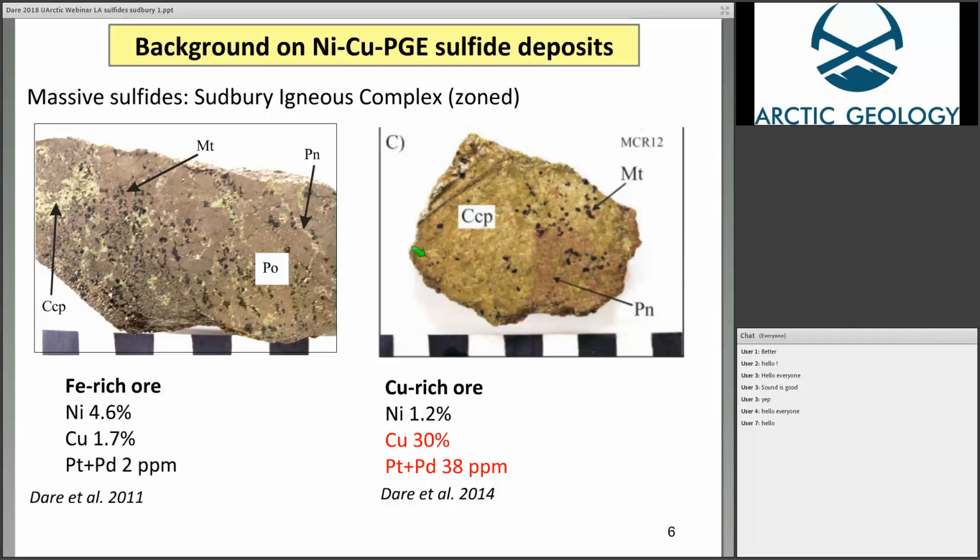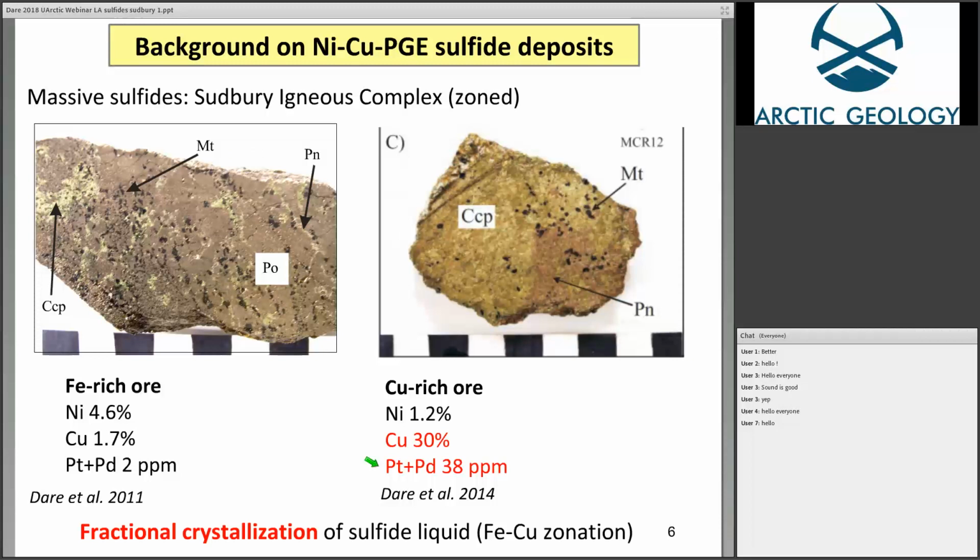For the copper-rich ore, it's essentially mainly comprised of either chalcopyrite plus or minus cubanite. They're the copper minerals. Pentlandite is commonly there as well. And in fact, the black I've marked on here is magnetite, an iron oxide. It's common as well in massive sulfides. So the copper-rich ore still contains nickel, about 1%. As it's nearly pure chalcopyrite, it contains 30% copper. And with it, of importance, is that the platinum and palladium is now very enriched compared to the iron-rich ore, around 40 ppm for this sample.